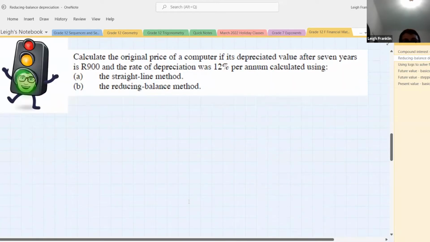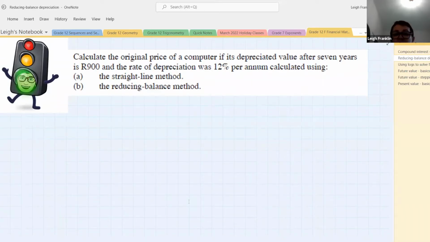Another sort of question that they could ask you is something like this. Calculate the original price of a computer if its depreciated value after 7 years is 900 Rand and the rate of depreciation was 12% per annum, calculated using either the straight line method or the reducing balance method. So when we read these sorts of questions, it's really important for us to establish what formula we need to use and then try and fit the information into our formula.